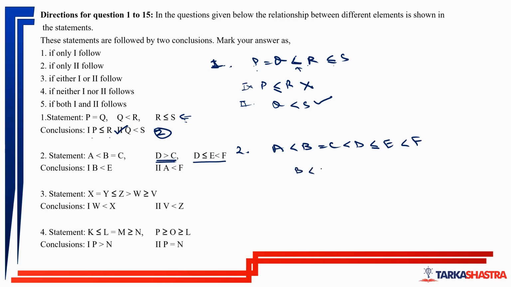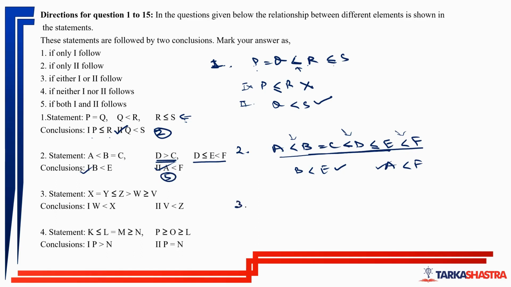Then what we have, B less than E. Yes, B is less than E and यहाँ पे equal to का sign छूट चुका है. चलेगा. A less than F. Yes, A is less than F. कहीं पे भी साइन का डायरेक्शन चेंज नहीं हुआ है. And multiple times हमारा equal to का साइन छूट चुका है. तो ये भी चलेगा. Both conclusions follow. That is option 5.